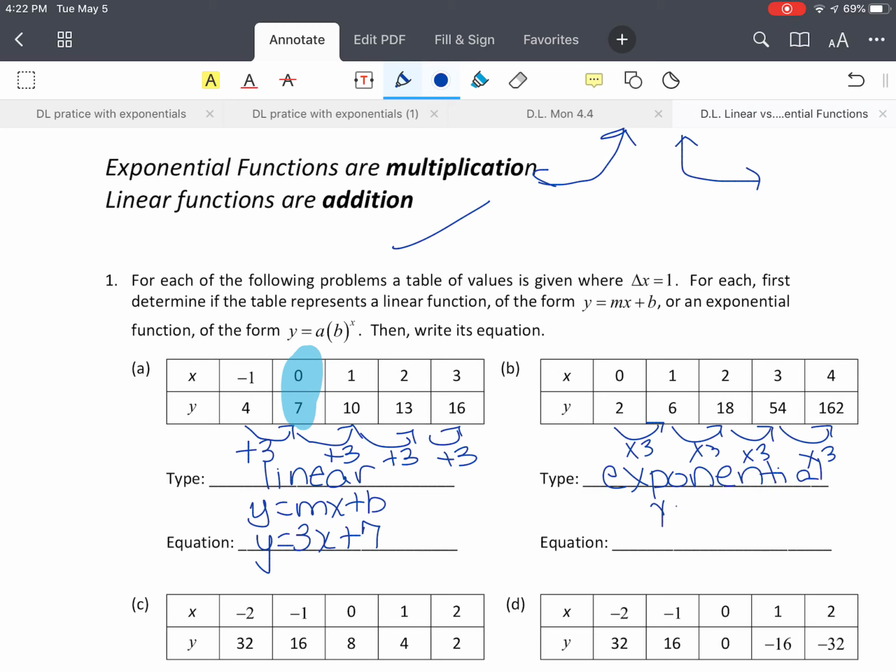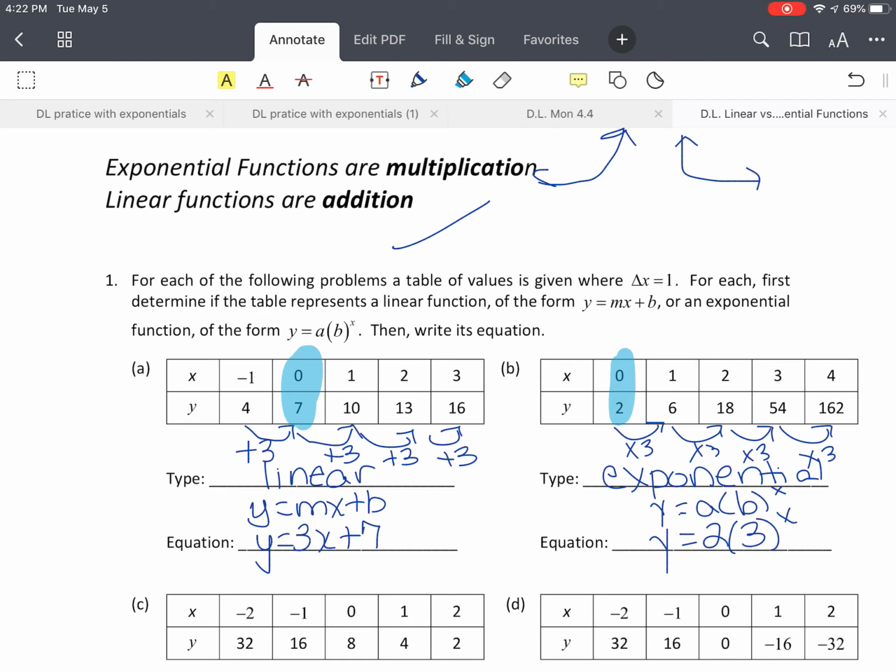And we know the form for exponential: a times b to the x, where a is the y-intercept. That's where I just highlighted. So a is 2, and b is the multiplying factor, so I'm multiplying by 3.